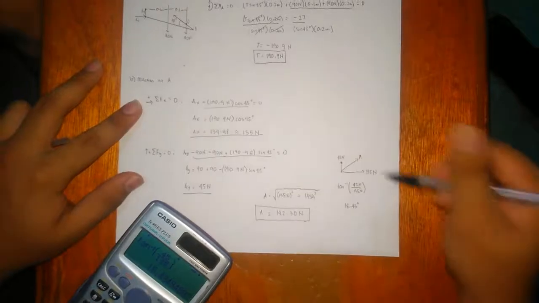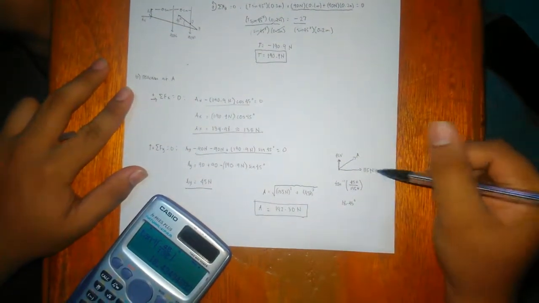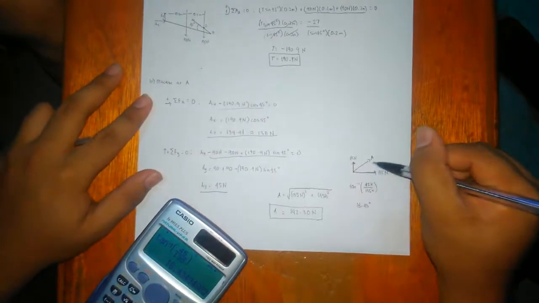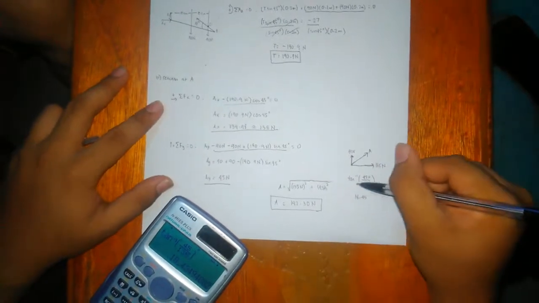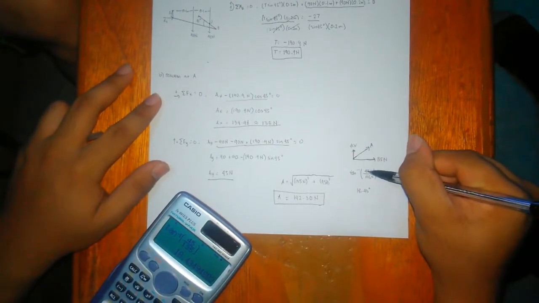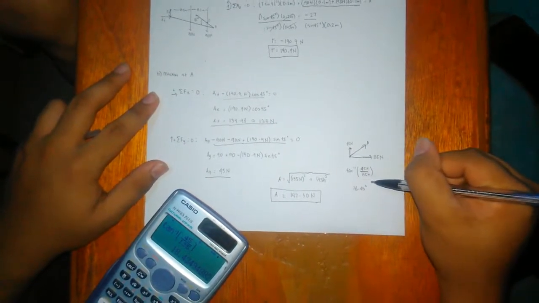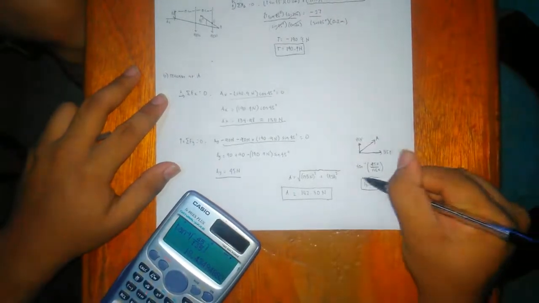In order to get the angle, this is the Ay, and the 135 Newtons, this is the Ax, and this is the A. So tan inverse of 45 Newtons over 135 Newtons, we have the angle of 18.43 degrees.